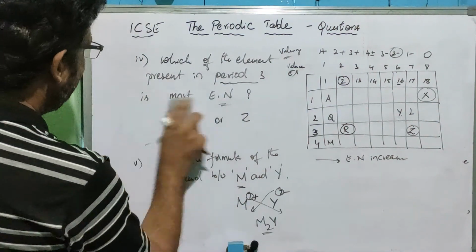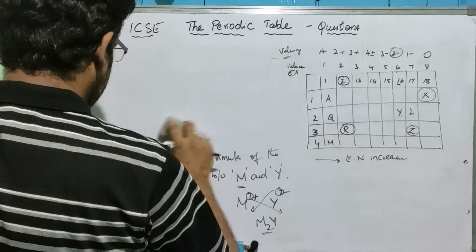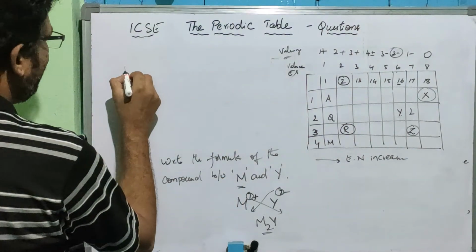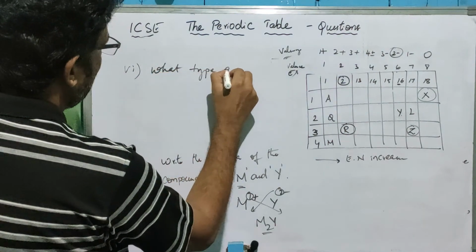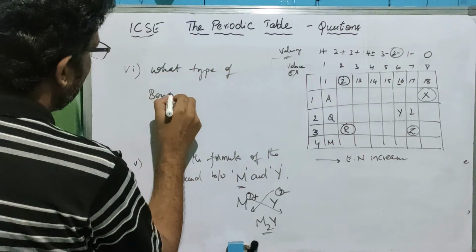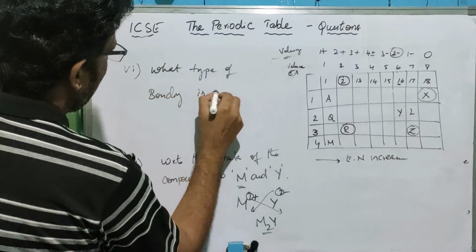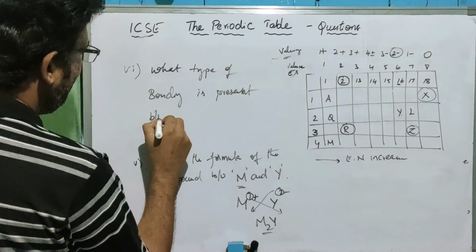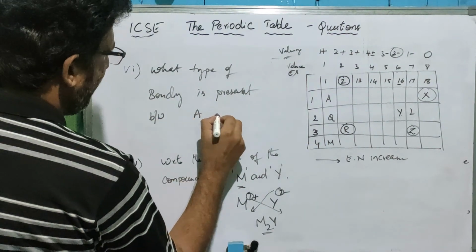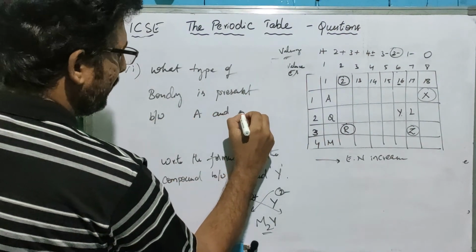Next one. What type of bonding is present between A and L?